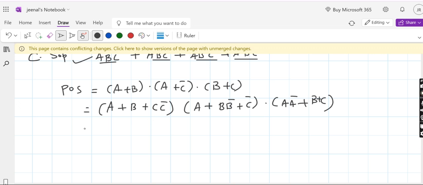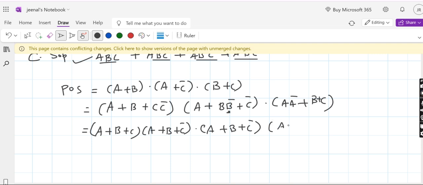So let's split this up. A plus B plus C, and I'll write it one more time with C bar. So A plus B plus C bar. Then I have A plus B plus C bar. I'll write it one more time with B bar. A plus B bar plus C. Then here I have A plus B plus C and one more time with A bar plus B plus C.